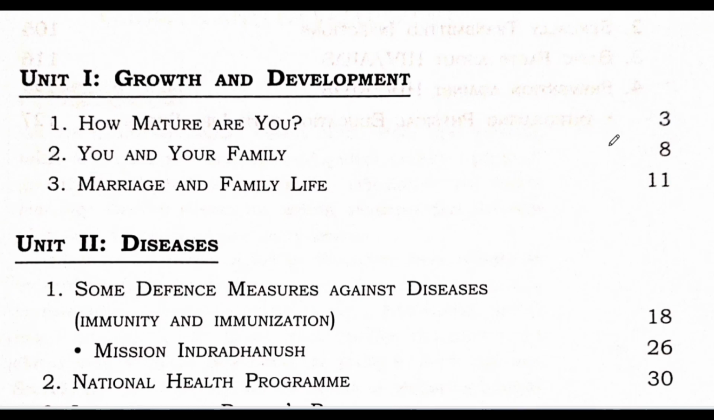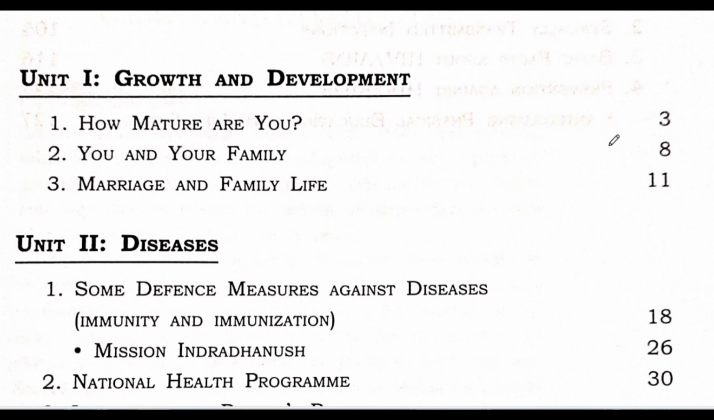5 units means approximately you can take 1 unit for 20 marks. So 1 unit will come for 20 marks approximately, right? Roughly. So you have got unit 1. In unit 1, we will discuss about the growth and development. Growth and development, all right?